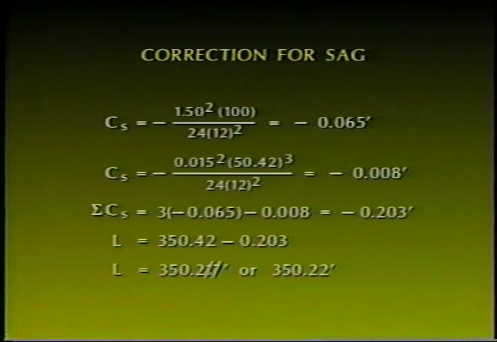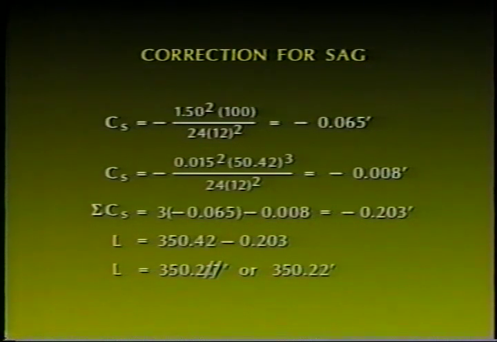The effective sag for the 50.42 foot portion of the measurement is equal to negative the weight of the tape per foot squared. The weight per foot was determined by taking the total weight, 1.5 pounds, and dividing by 100, times the length of the unsupported tape cubed, this being the 50.42 foot portion, divided by 24 times the tension applied squared, the tension being 12 pounds. This is equal to negative 0.008 feet.